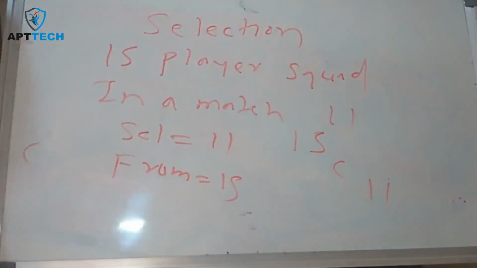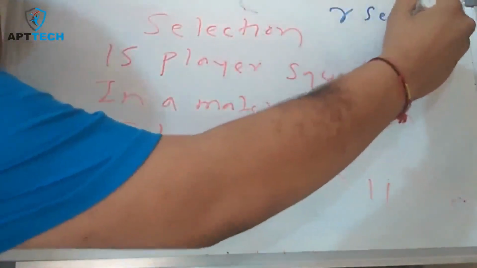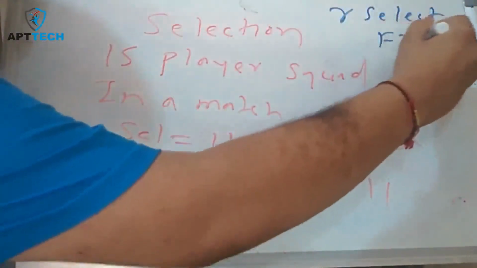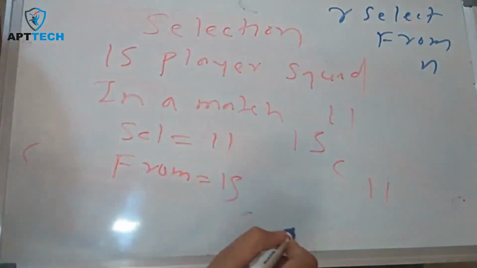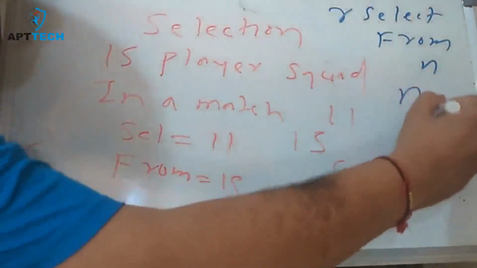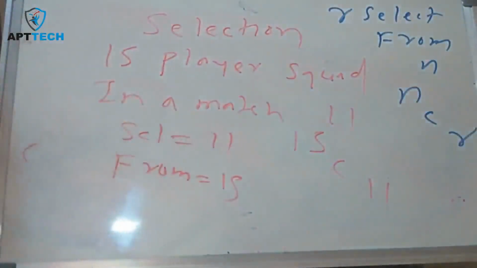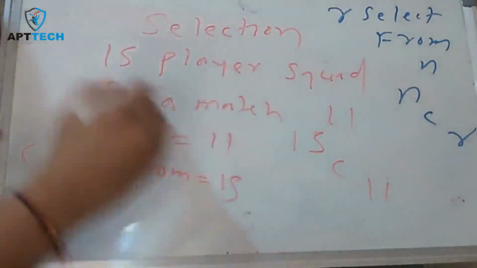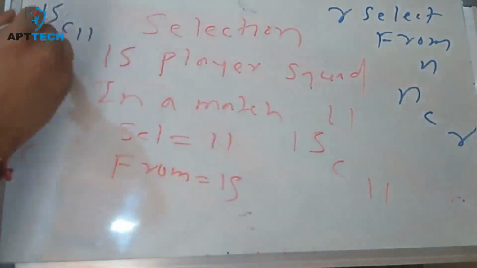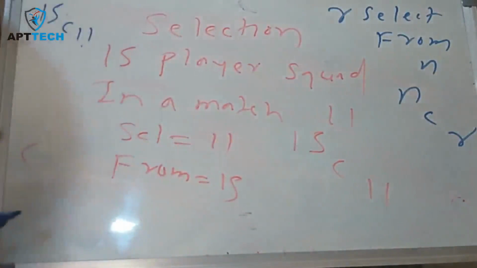So please remember that whenever I want to select R people from N people, the concept becomes NCR. NCR stands for selection of R people out of N. So in this case 15C11 means selection of 11 from 15.